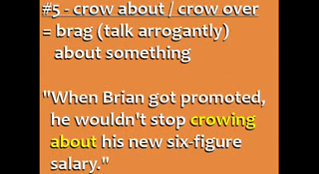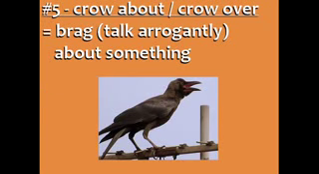Number 5. Crow about or crow over. To brag, talk arrogantly about something. When Brian got promoted, he wouldn't stop crowing about his new six-figure salary. This bird is called a crow. The song of a crow is rather loud and annoying. In the same way, a person who talks arrogantly about themselves or about some success is said to be crowing over it, because it's usually annoying to listen to.